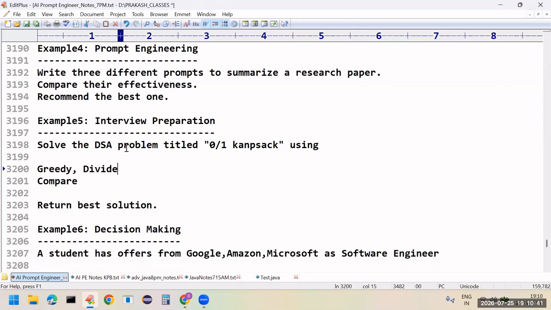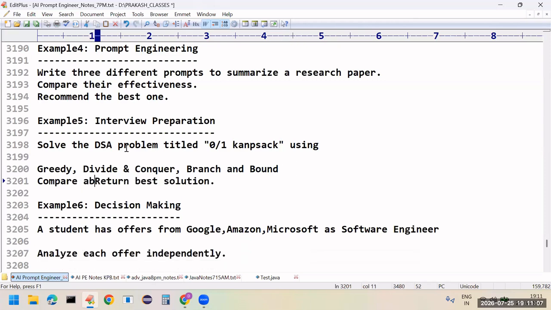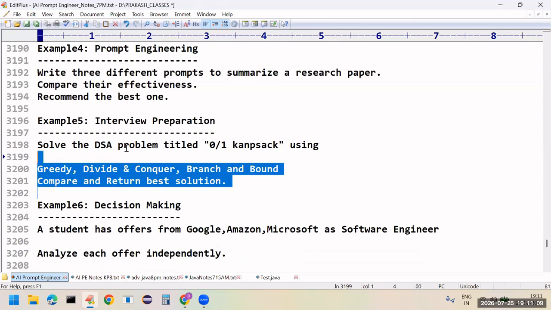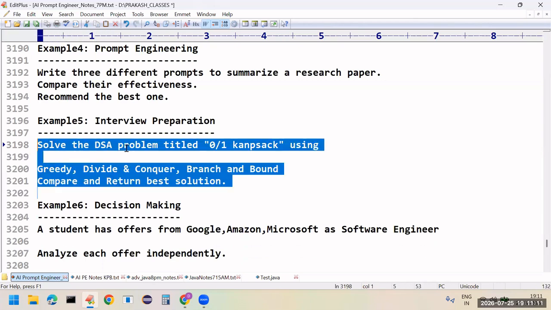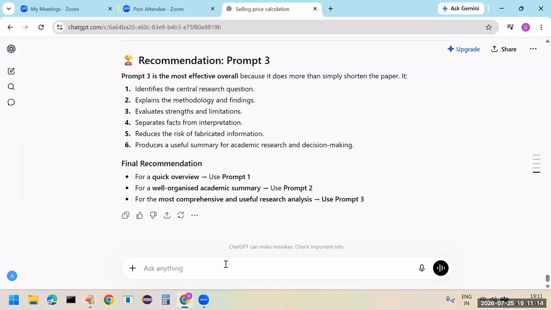Then the divide and conquer approach. What are the next approaches? Branch and bound. Any other, sir? Do you have any idea? I think brute force we can't use for this. Okay, so now compare and return the best solution. Now observe how it is going to generate. Please have a look once.